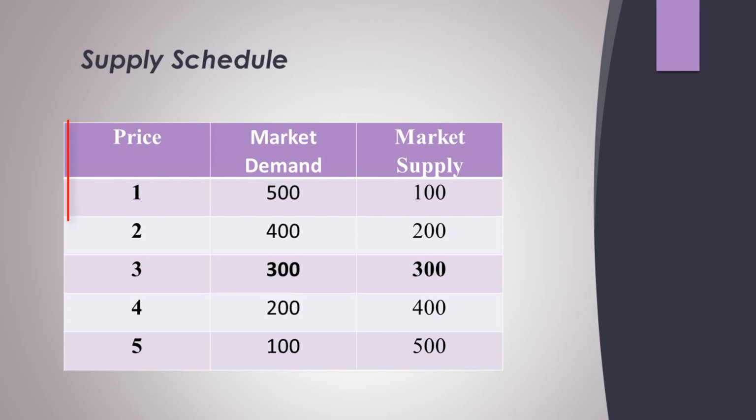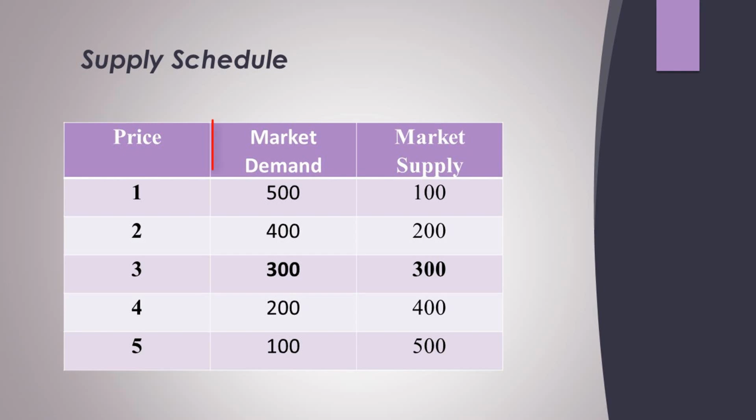Now take a look at the schedule of this market equilibrium. According to the schedule, price increases 1, 2, 3, 4 and 5, while demand decreases. You just recall your concept regarding the law of demand. When price increases, demand decreases. So price is increasing from 1 to 5, so demand is decreasing: 500, 400, 300, 200 and 100.